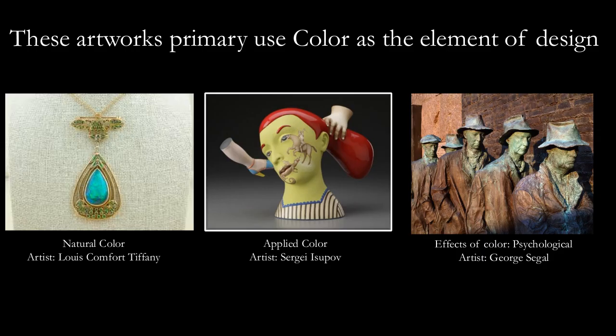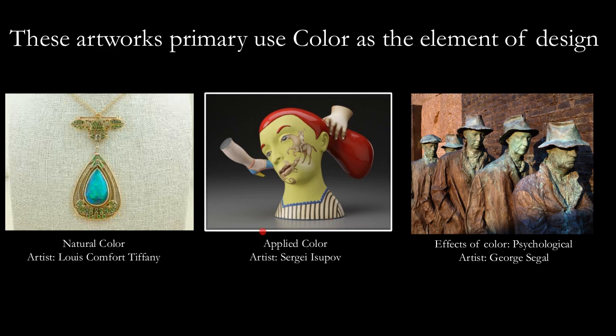So if we look at these artworks, they primarily use color as an element of design. So let's just talk about natural color. If we take a look at this necklace of Louis Comfort Tiffany, look at that beautiful jewel in the middle. He didn't have to do anything with that, maybe just polish that opal up. He's just going to let the natural color show itself for what it is. Okay, and sometimes you'll see that even in artists that use stones, wood. Okay, so really the use of that natural color.